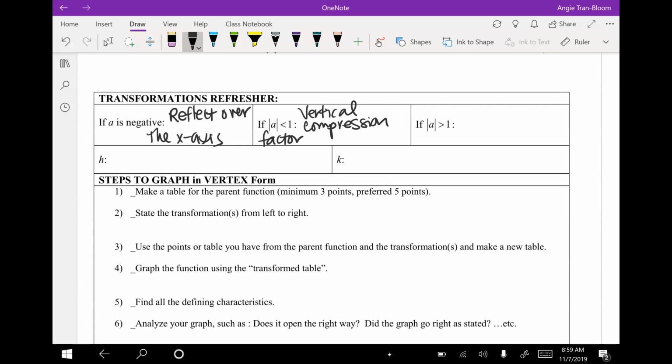Factor of a. So if a is a half, then we are going to vertically shrink it by a half. Vertically means what axis? X or Y? y. Okay, vertically means y. Now, if a is 2, 4, 6, 8, 10, 11, 5, that's bigger than 1. What type of transformation is that? Vertical stretch by a factor of a, whatever a may be.